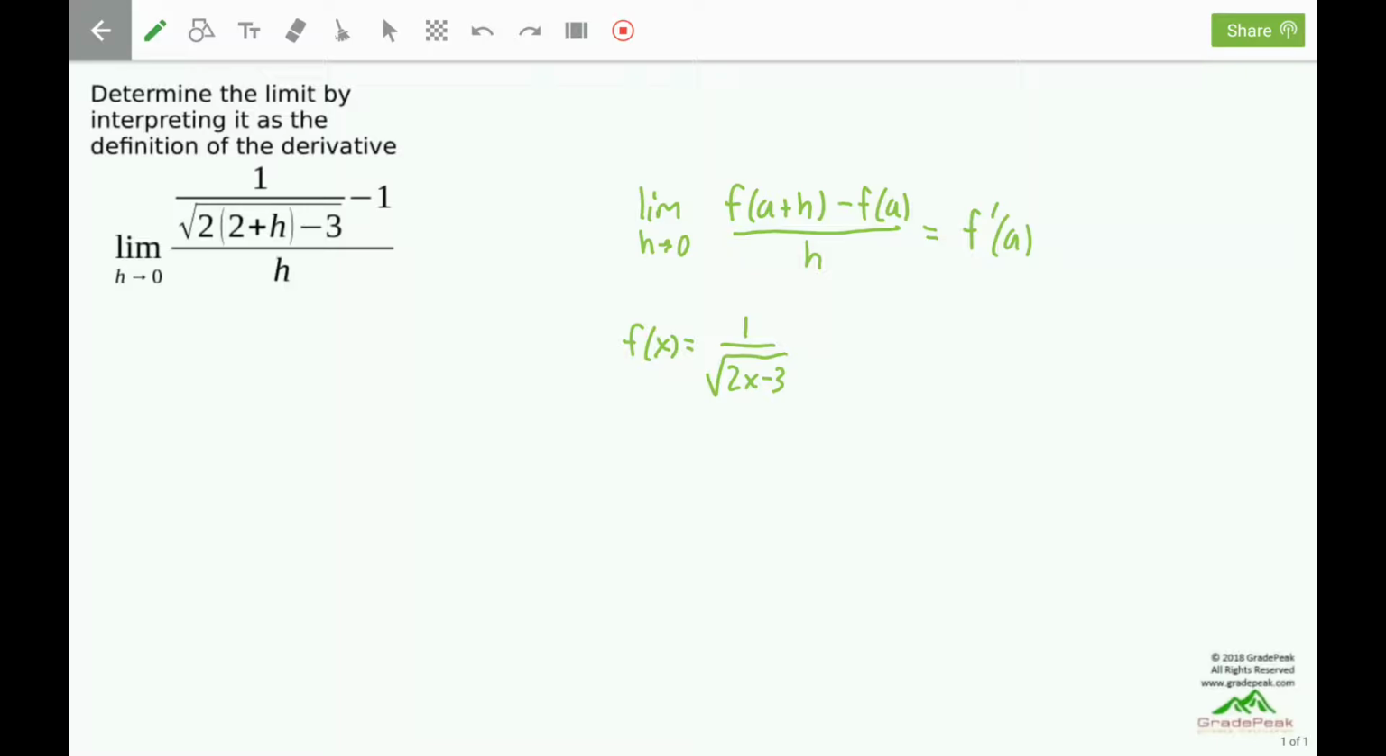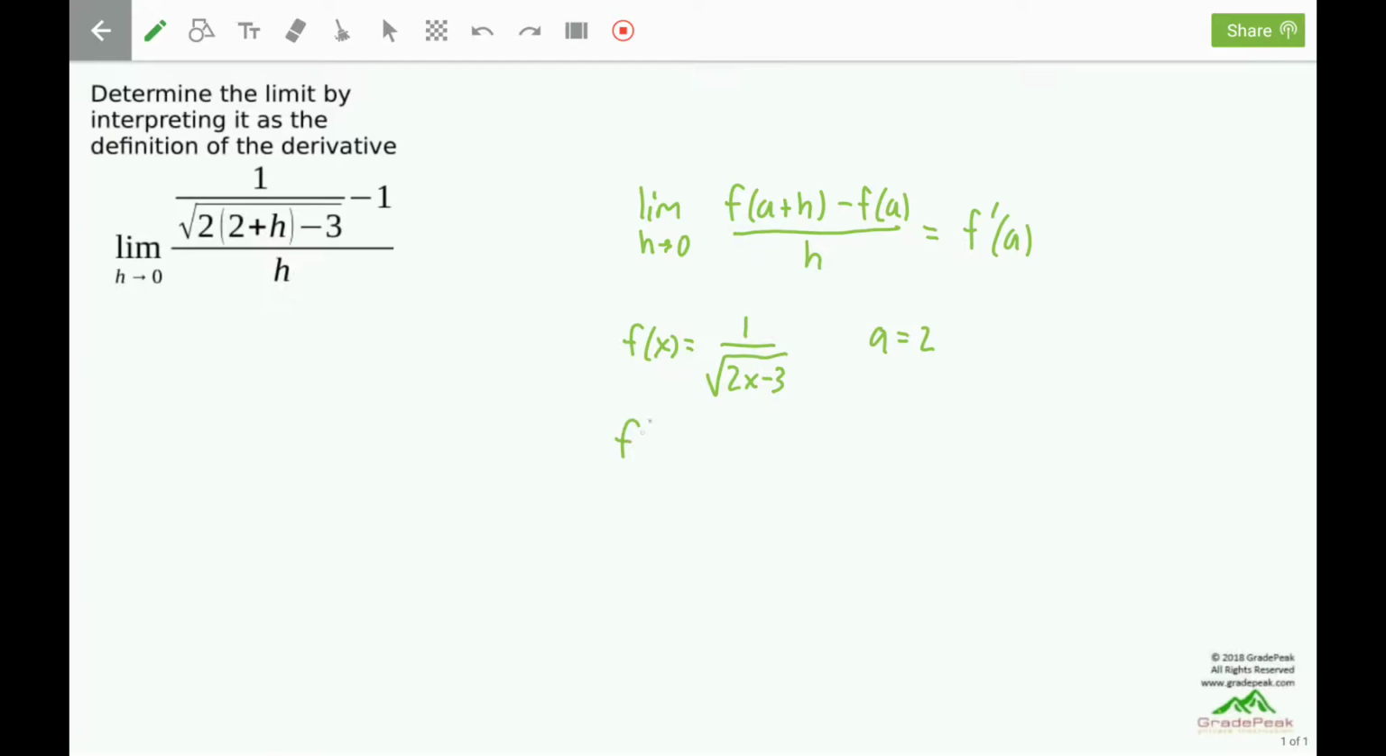The only other thing that we need is the a value. And the a value is found by comparing the a plus h to the a plus h over here. Whatever's added to h is the a value. And so the a value is 2. We can then find the derivative of f of x and evaluate it at a.